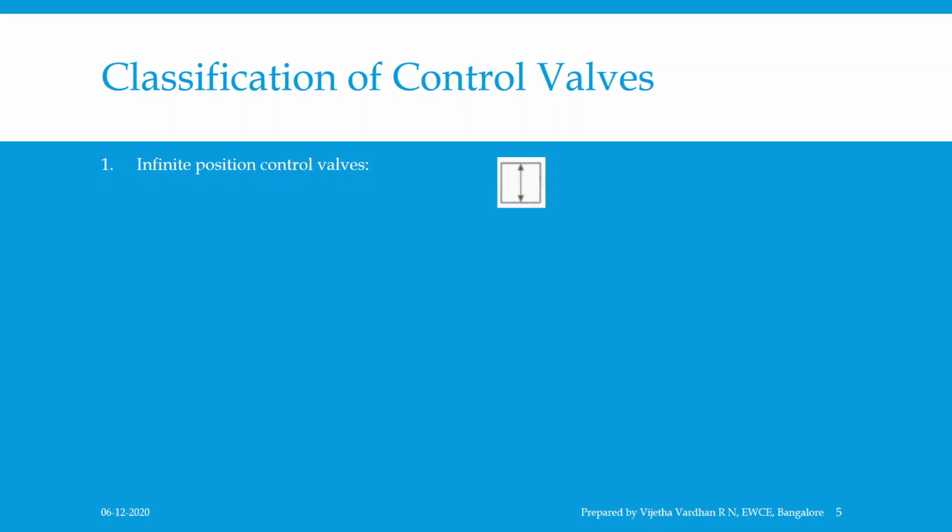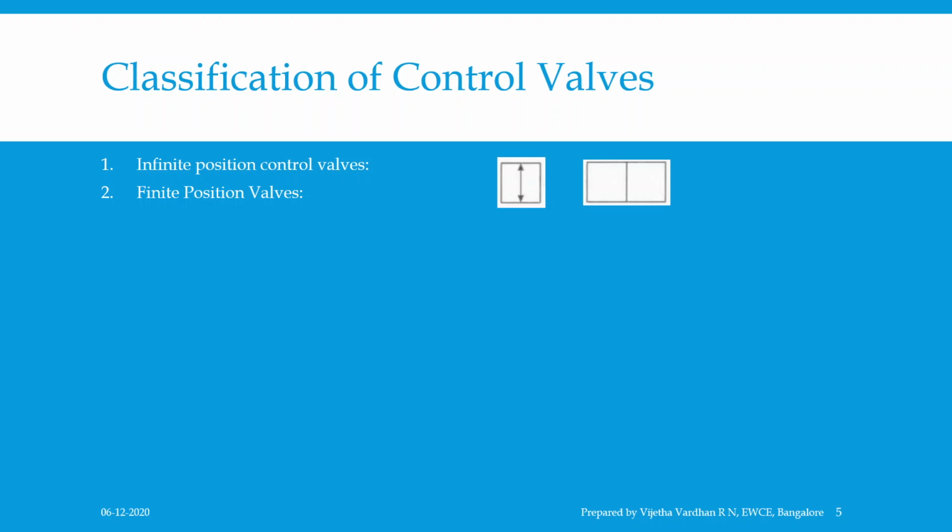These valves are also called analog valves, and the simplest example is a water tap. Now coming to the second type, called finite position valves, and the graphical symbolic representation you can see here. The valves having definite positions, that is either fully closed or fully open, with no partial opening, are called finite position valves. And these valves are also sometimes called discrete position valves.